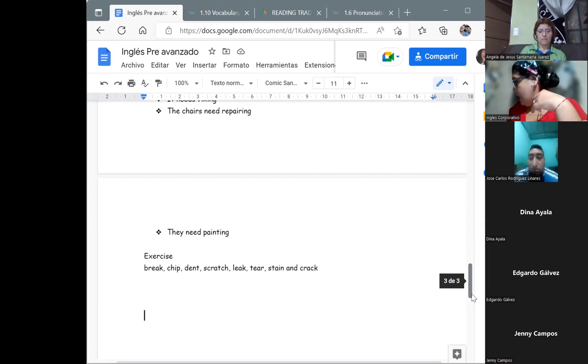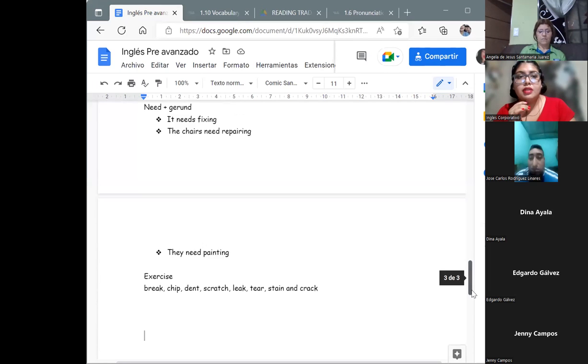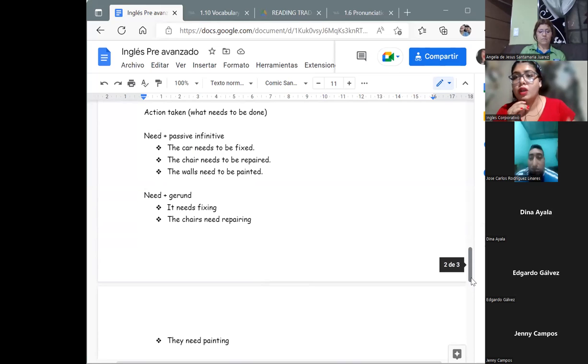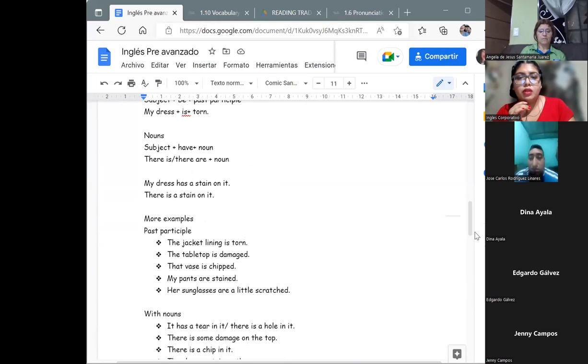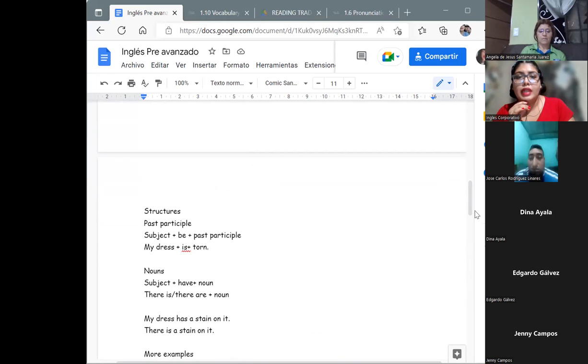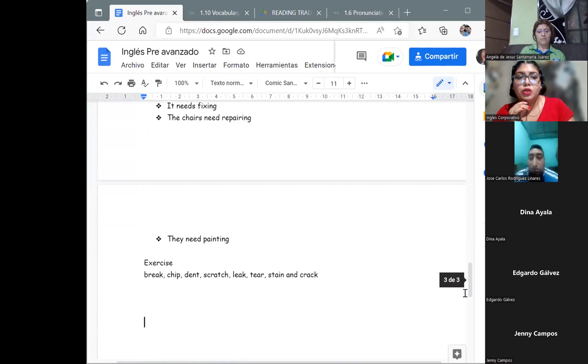So now we are going to continue with that part, but first we need to perform the exercise that we have here. Remember that I was saying that we are going to have two problems with these words that we have here. We have break, chip, dent, scratch, leak, tear, stain, and crack. Those are the words that we are going to use for the problem. So you need to write two problems and then give a solution for those problems. You can use need plus gerund, or need plus passive infinitive, choosing the best structure. Also, you can use the past participle or the nouns to express what the problem is in your example.